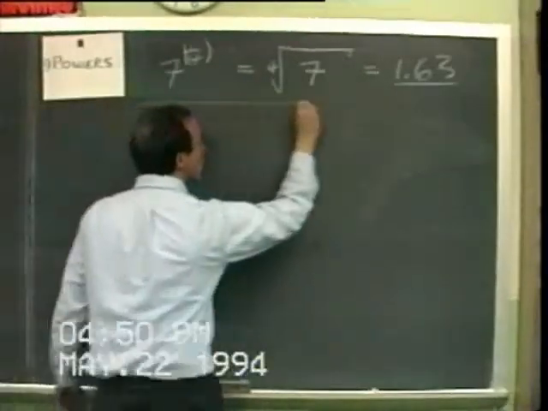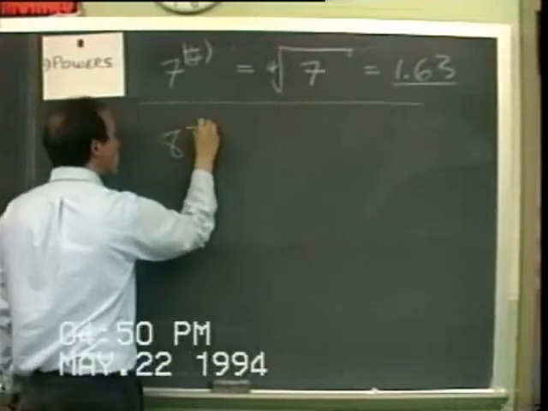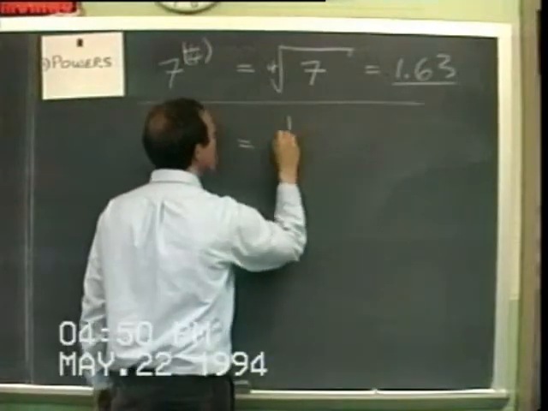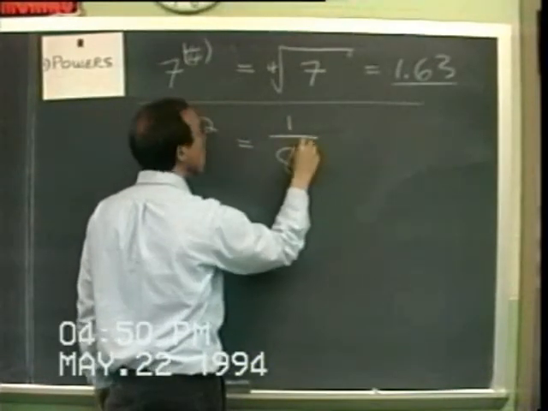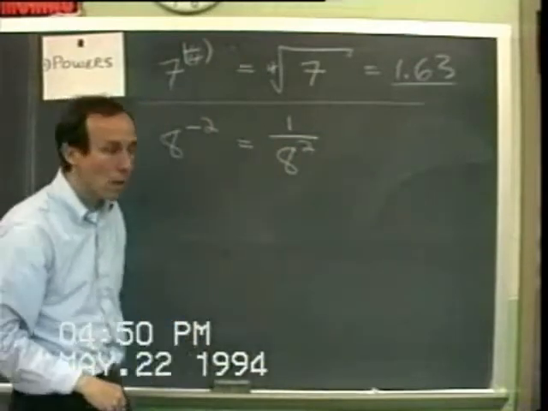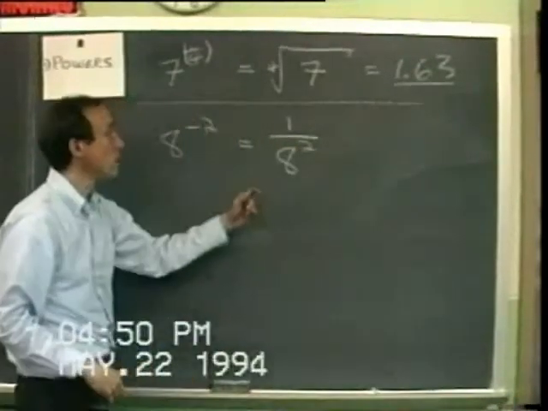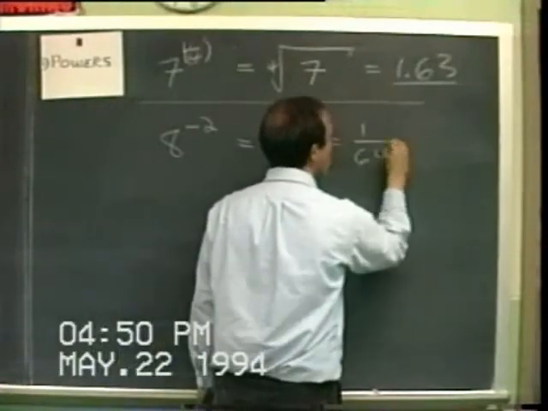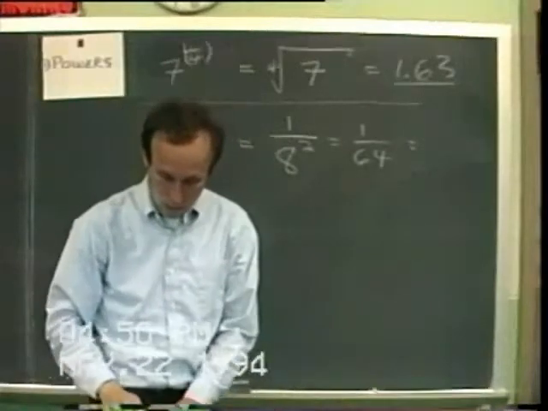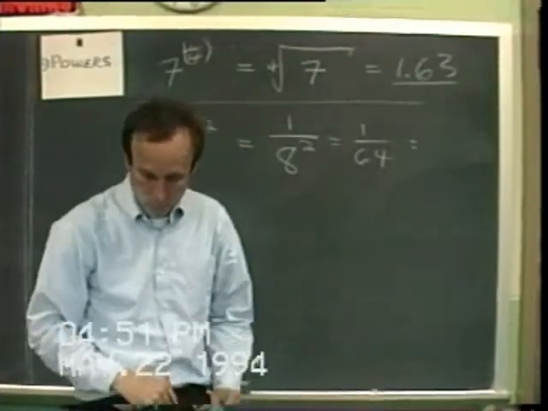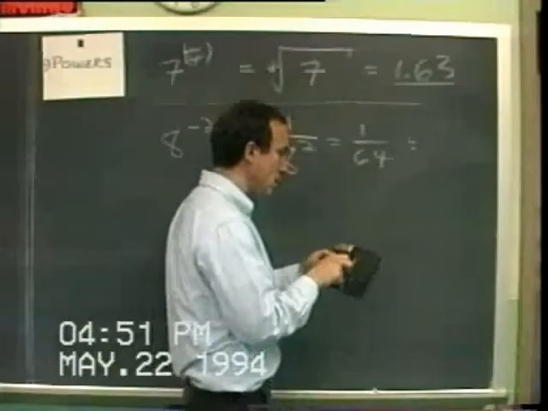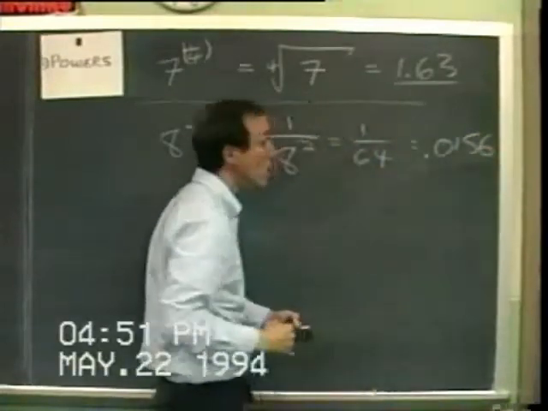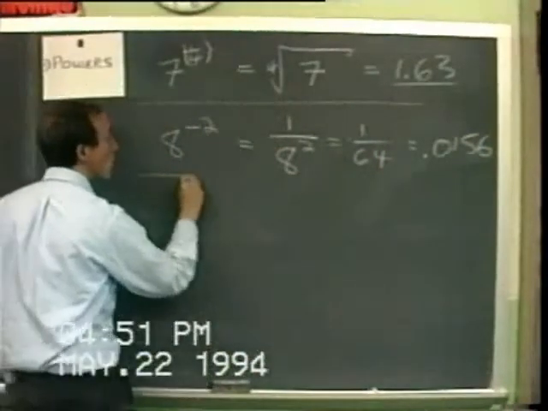How about an expression like 8 to the minus 2? What does a negative exponent mean? It means the same thing as the reciprocal of that number raised to the absolute value of that exponent, the corresponding positive value of that exponent. So this is 1/64th, and that's 0.015625. We call it 0.0156. If we have a combination of them, that's no problem either.